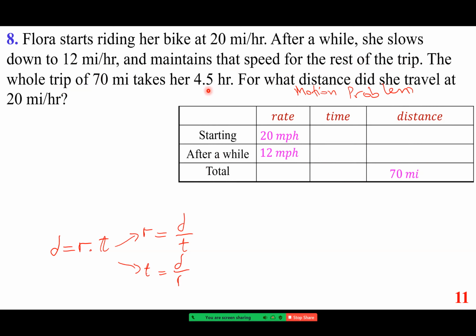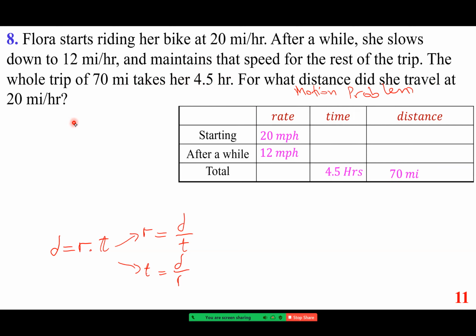Takes how long? 4.5 hours. The total distance, 70 miles, the total time, 4.5 hours. Here's the timing, and here's the total time, 4.5 hours. So for what distance did she travel at 20 miles per hour? That's the idea that we want to come up with.